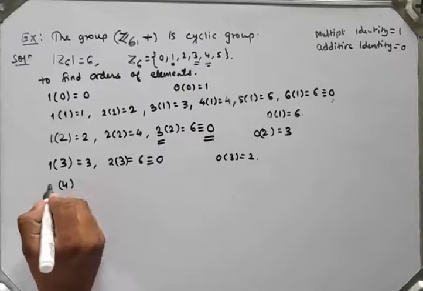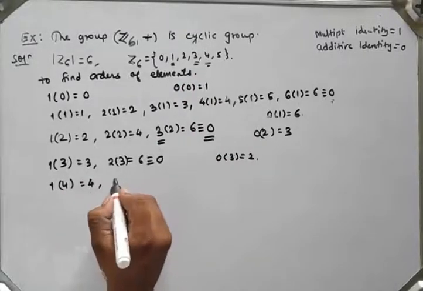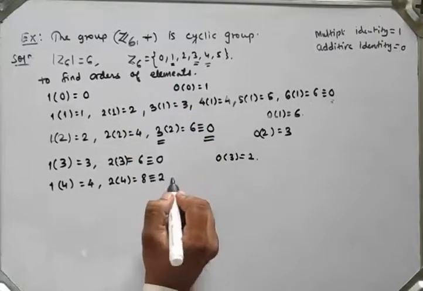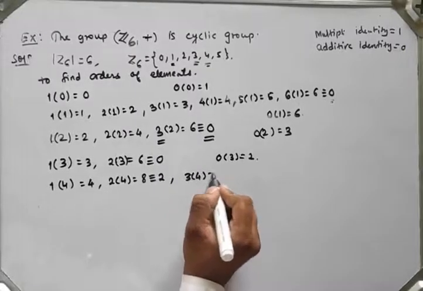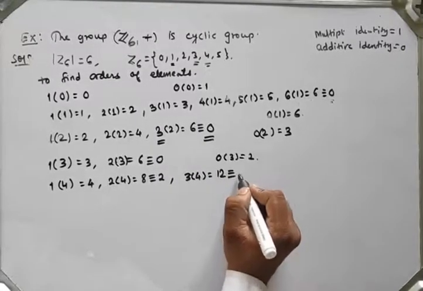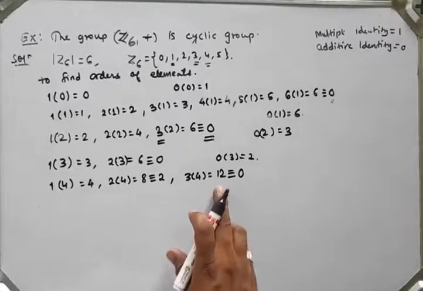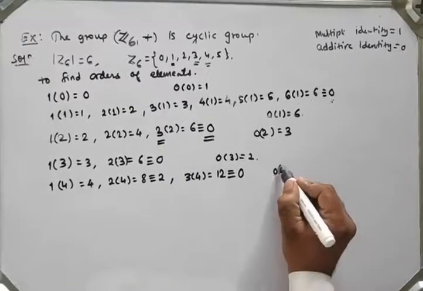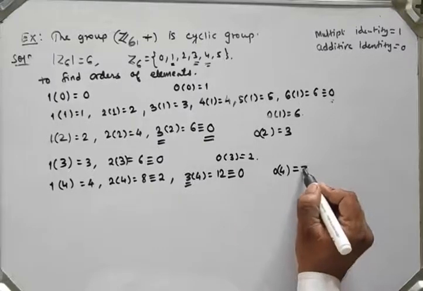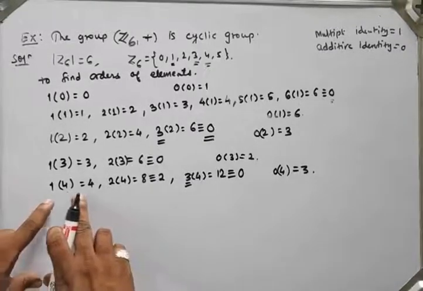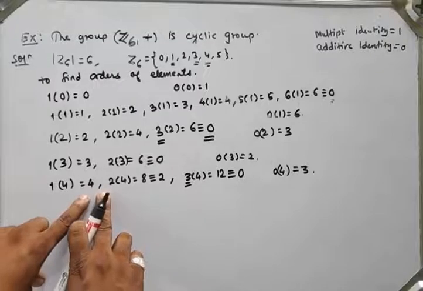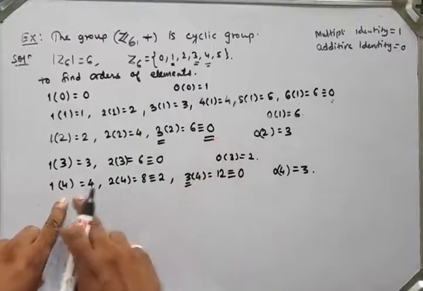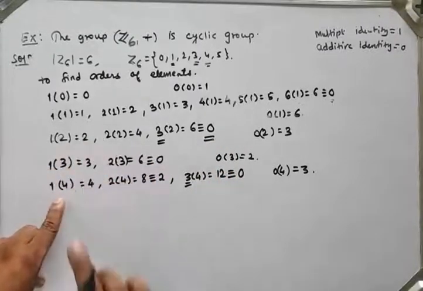Next we have to find the order of element 4. Here 4, first 1 into 4, which is 4. Next 2 into 4, which is 8, congruent to what? Modulo 6 operation means 2. Next 3 into 4, which is 12, and 12 is congruent to 0, right? Here 4 into 3 is equal to 0, means the order of 4 should be 3. So here generating with 4 we get 4, 2 and 0. So here also we get 4, 2 and 0, means 4 and 2 generate the same elements, right?